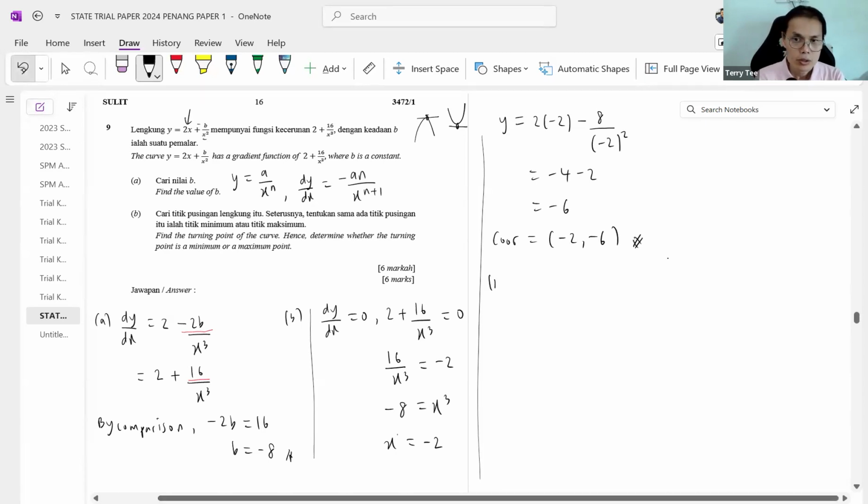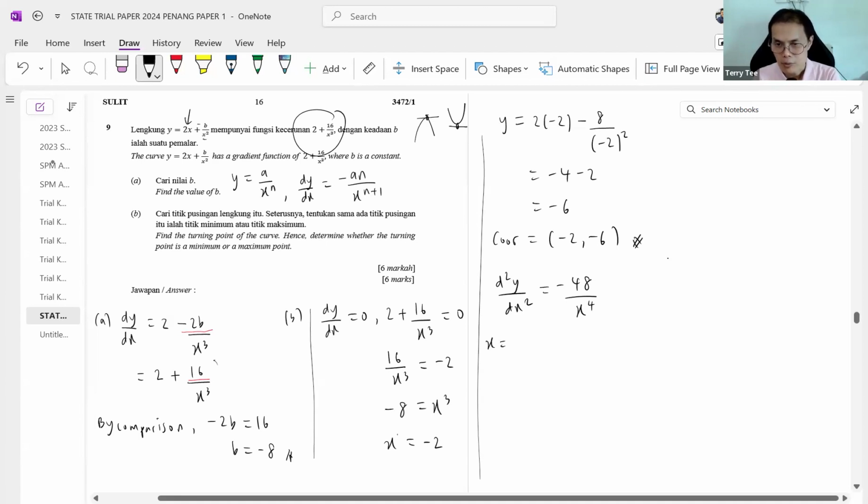Now, next, you're supposed to do second order differentiation, or we call it second derivative, to determine whether it's minimum or maximum. We basically take your dy dx over here. You can write this one, dy dx here. Differentiate one more time. When you differentiate 2, you get 0. When you differentiate 16 over x cubed, put a negative in front. 16 times 3, that is 48. Copy x, increase the power by 1, 3 plus 1, you get power 4.